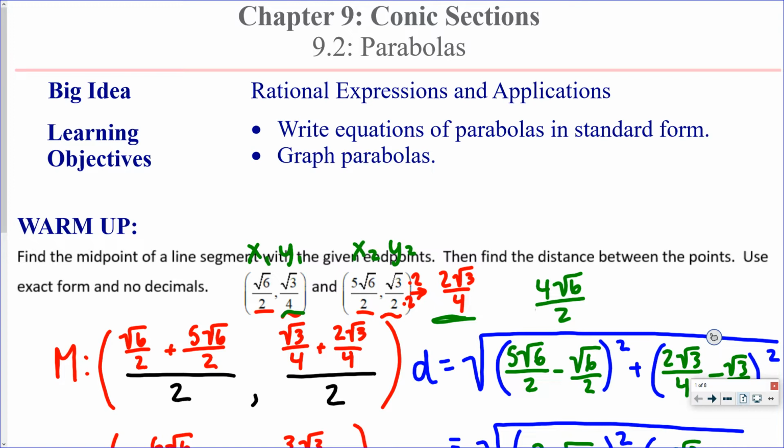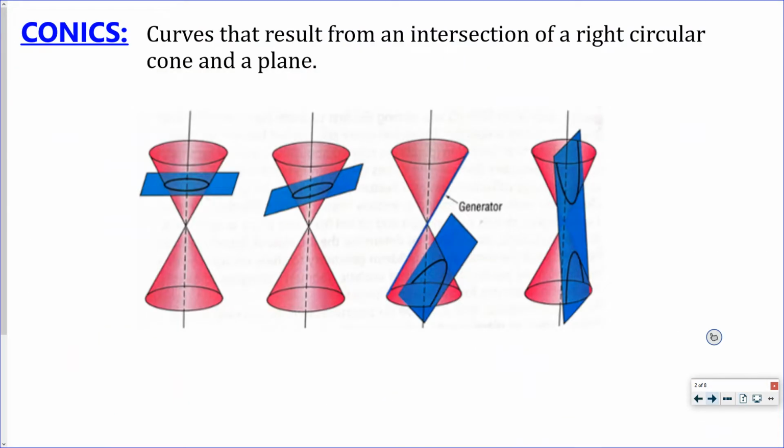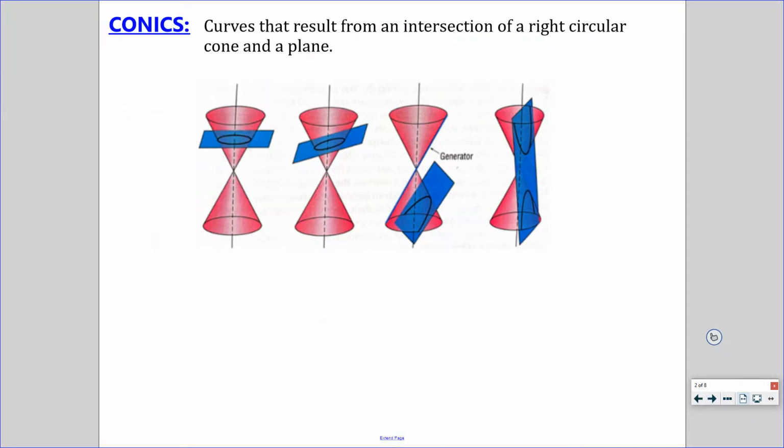Okay, so this chapter we're talking about something called conic sections. That's what the chapter title is, conic sections. There are actually 4 different conic sections we're going to talk about. I have this nice little YouTube visual animation for you to see, a short 4-minute clip today. We're going to watch a 4-minute movie today.